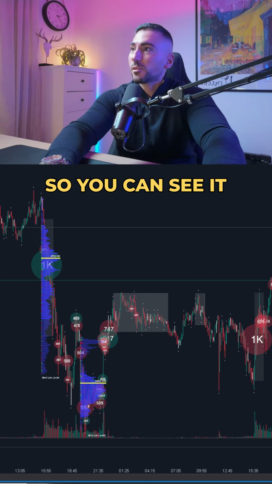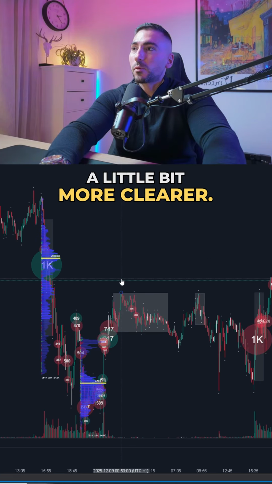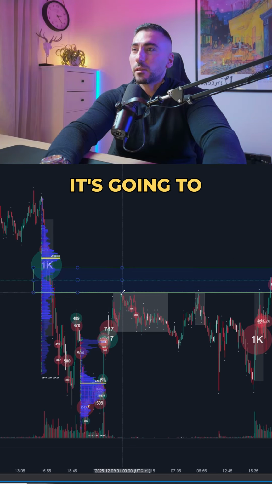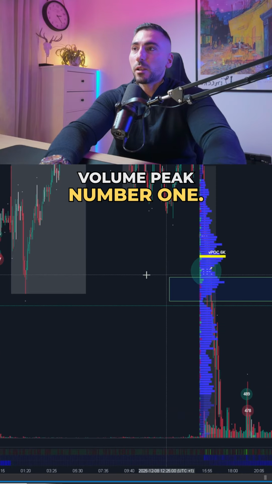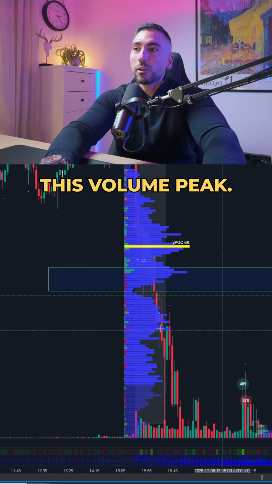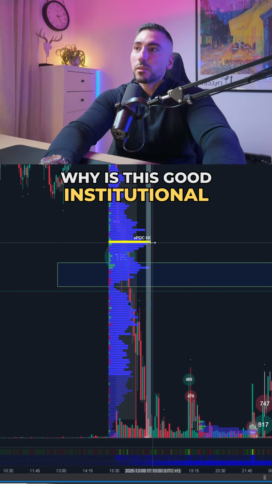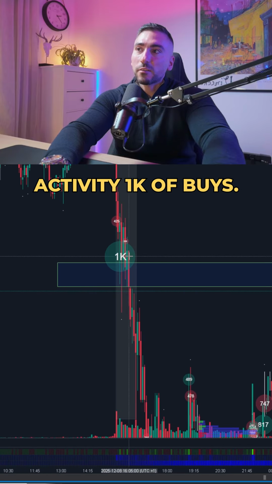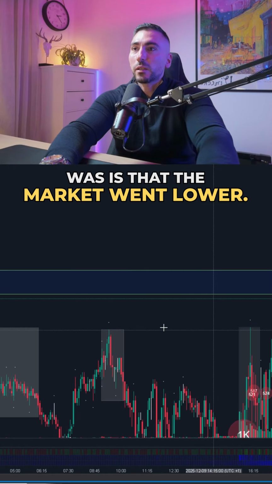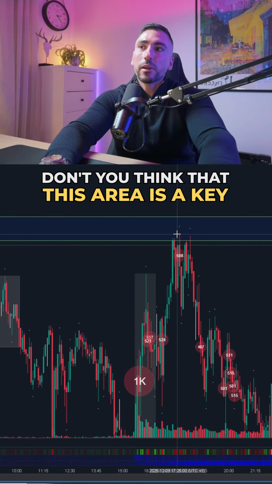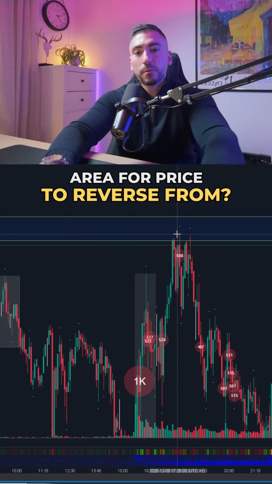Let me just mark it out so you can see it a little bit more clearer. Give me 1 sec, guys. There we go. Volume peak number 1. Look at this. This volume peak. Why is this good? Institutional activity, 1K of buys, but the result of all of that buying was that the market went lower. Don't you think that this area is a key area for price to reverse from?